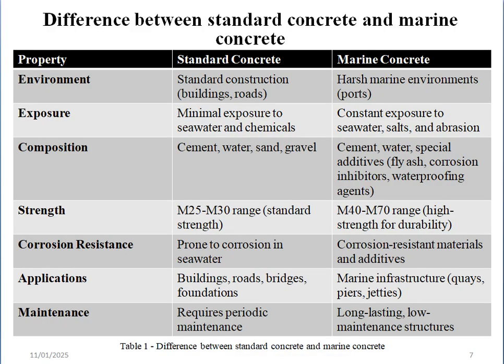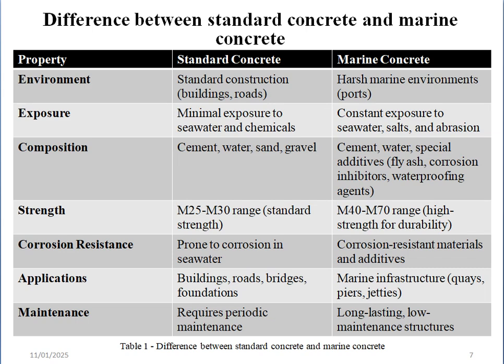Here are the differences between standard concrete and marine concrete. Property: environment. Standard concrete is used in construction, buildings and roads, and marine concrete is used for harsh marine environments, for example, ports. Exposure: standard concrete is minimally exposed to any seawater or chemicals, whereas marine concrete has constant exposure to seawater, salts, and abrasion. Composition: standard concrete consists of cement, water, sand, and gravel.